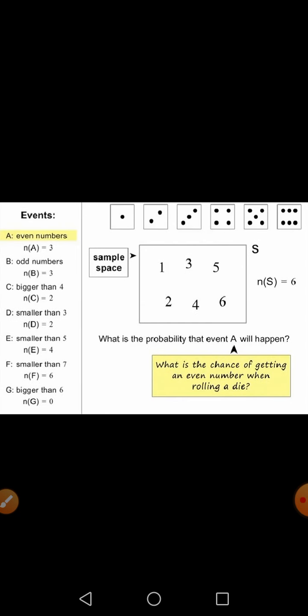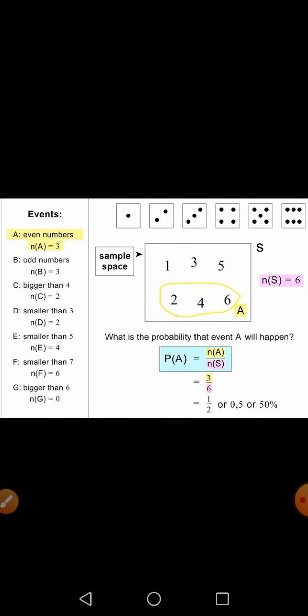Okay, here as we know the events and the number of outcomes that we may get from the events, let's see the probability of each one. Okay. How the question comes here is about what is the probability that event A will happen, or what is the chance of getting an even number when rolling a die or throwing a die. Okay. Here, what is the probability that event A will happen?